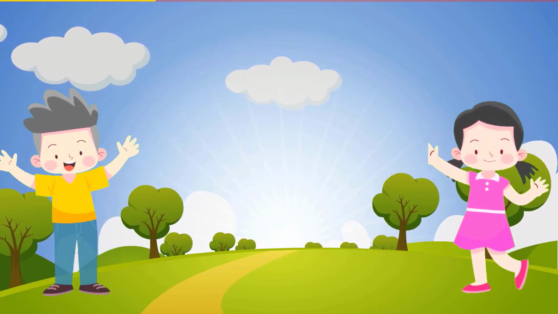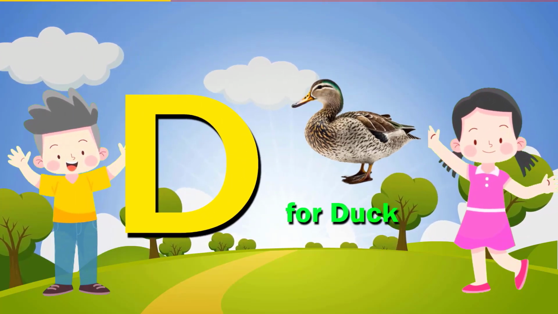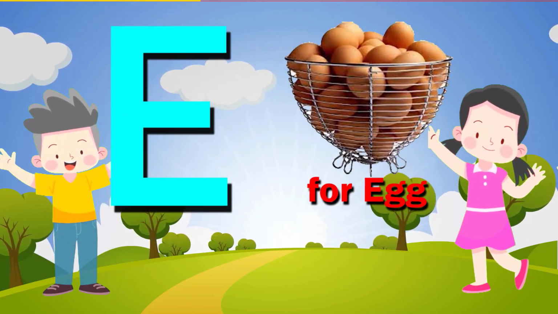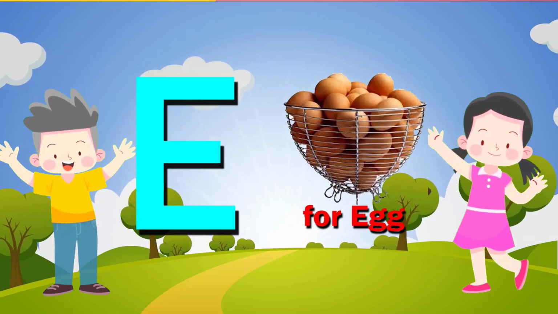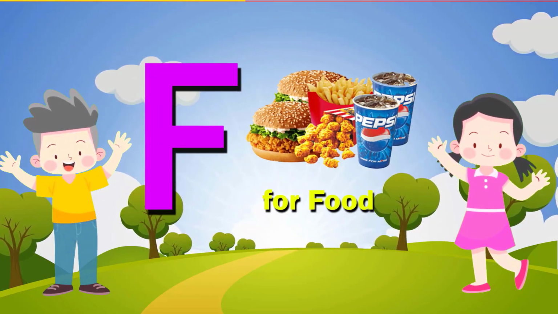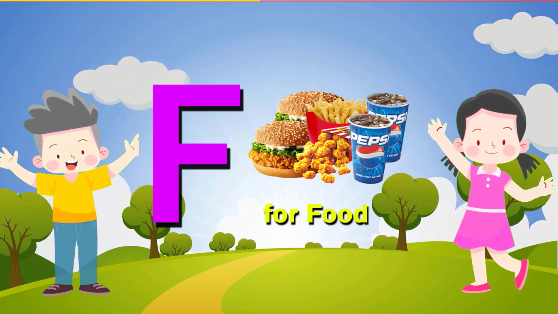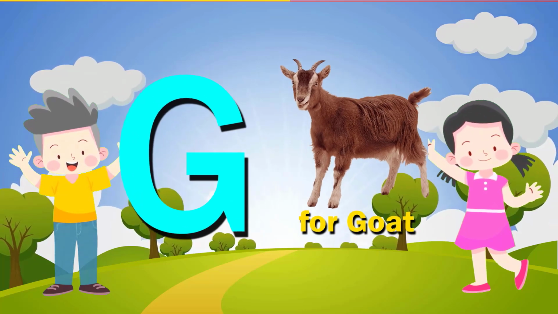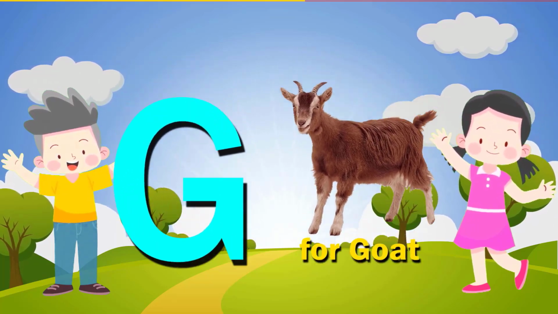D for dog. E for elephant, E for egg. F for fish, F for food. G for grapes, G for goat.